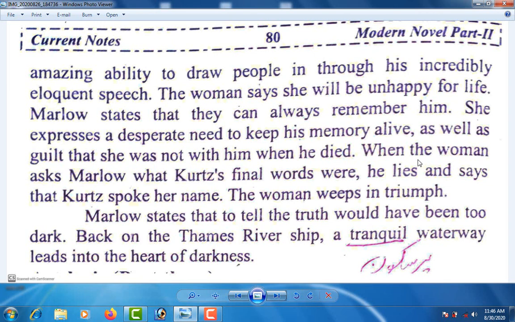When the woman asks Marlow what Kurtz's final words were, he lies and says that Kurtz spoke her name. The woman weeps in triumph. Marlow states that to tell the truth would have been too dark. Back on the Thames River ship, a tranquil waterway leads into the heart of darkness.